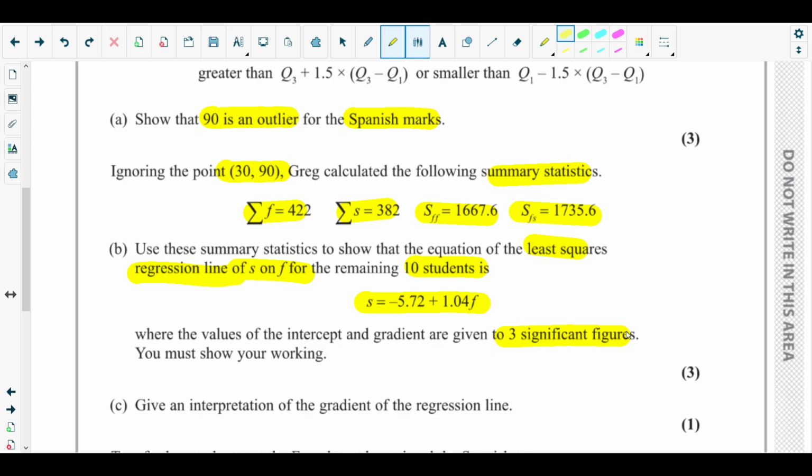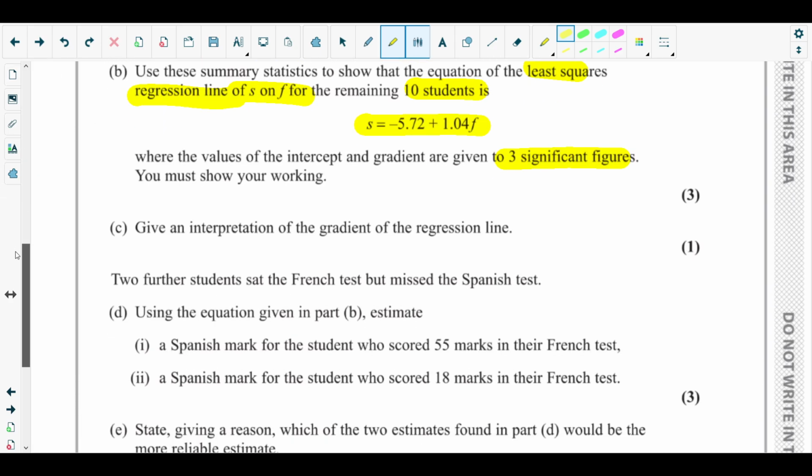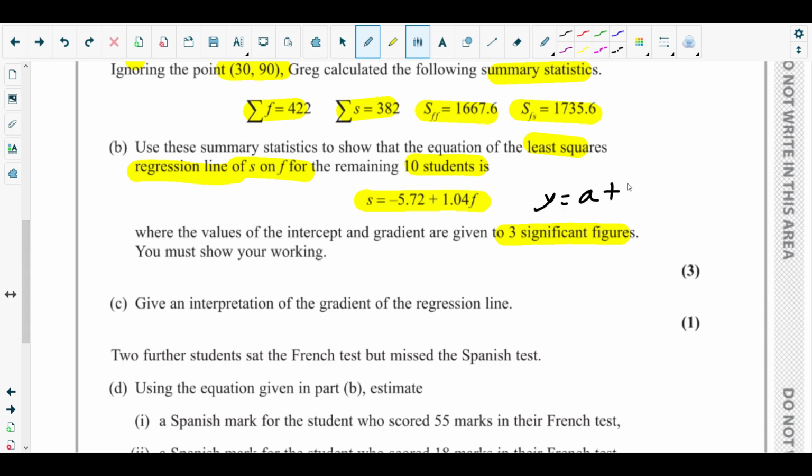That means we need to find the equation for the regression line. So remember the equation for a regression line, what's the form for that? This is in the form y equals a plus bx. In this case, in place of y we have S, and in place of x we have F. You should know that it's given in the formula booklet. The gradient, the coefficient of x, is S of xy over S of xx. So for this equation in the form S equals a plus bF, the gradient b would be what?